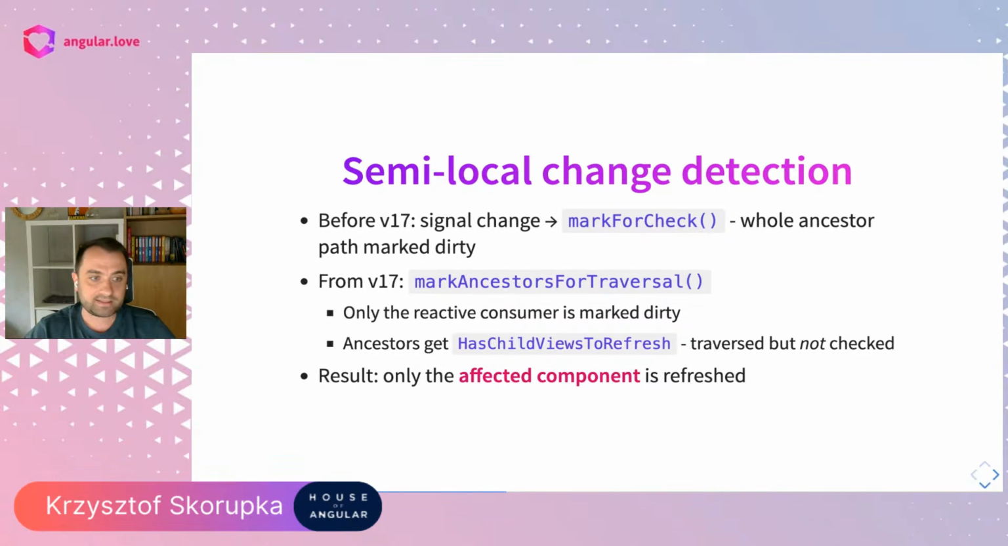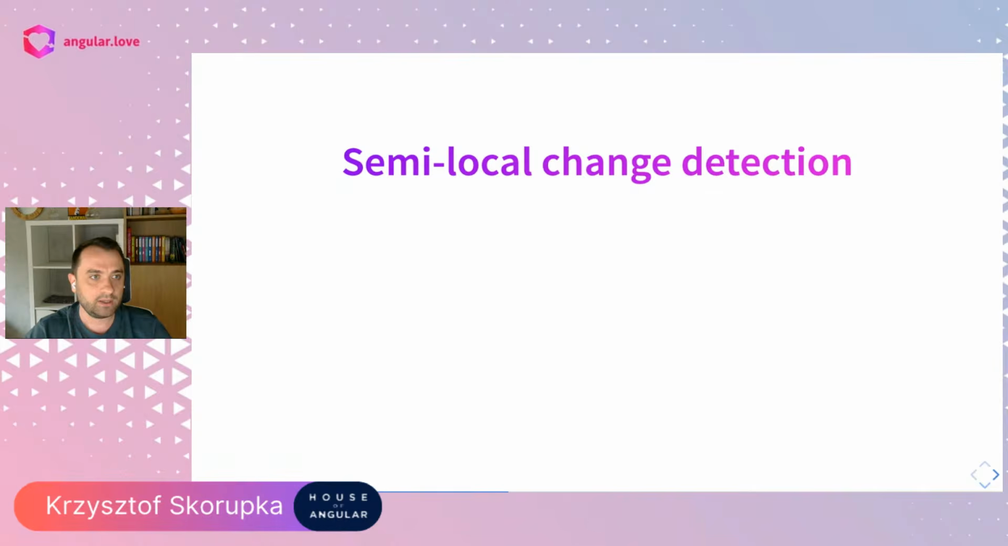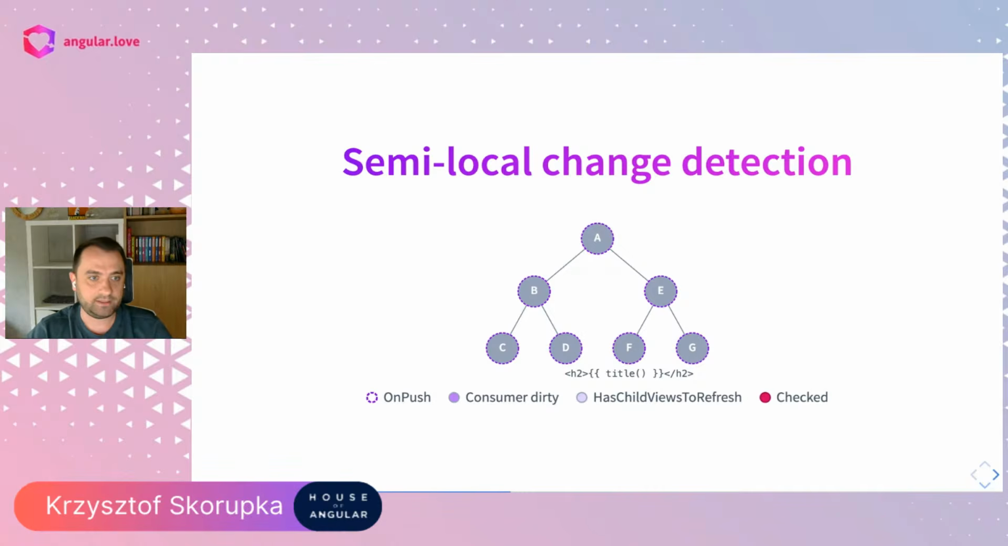And as a result, if we run this type of change detection, we can narrow down our change detection execution only to this specific component. So it's no longer the path, like in the standard OnPush and markForCheck dirty marking scenario, but it is just the single component. And let's see it in action.